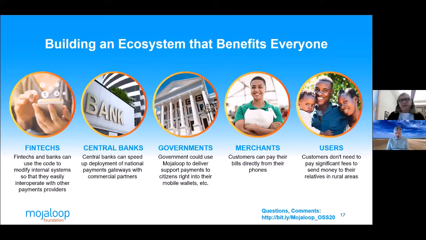What we really have set out to do is build an ecosystem that benefits everyone. Fintechs and banks can use the code to modify their existing systems or to enhance what they have today as far as payments platforms. Central banks can speed up deployment of national payment gateways with commercial partners. A good example of that is what Bank of Tanzania has done. Governments can use Mojaloop to deliver support payments to citizens right into their mobile wallets. Merchants can have customers pay their bills directly from their phones. And users, Costa's point, don't necessarily have to walk miles anymore to transfer money to friends and family members. It can be simply done via their mobile phone. So we're building out this robust ecosystem, and again, welcoming all to participate in the ongoing development efforts as they progress.